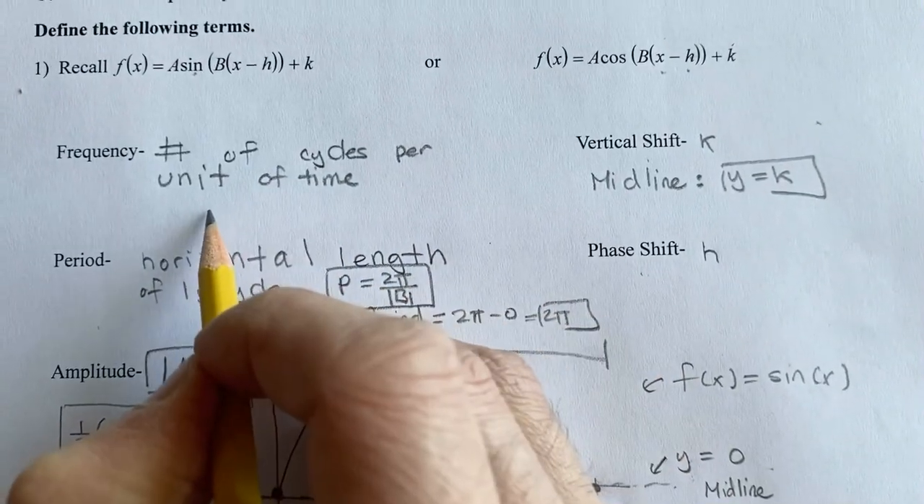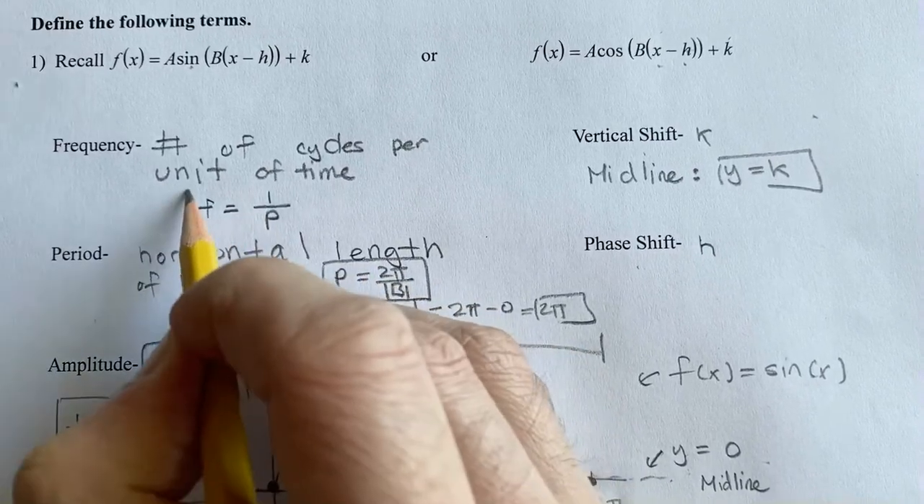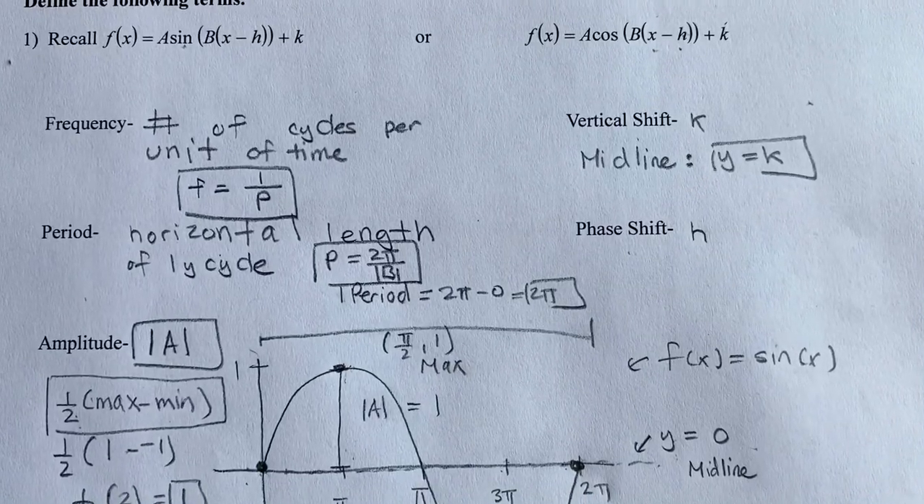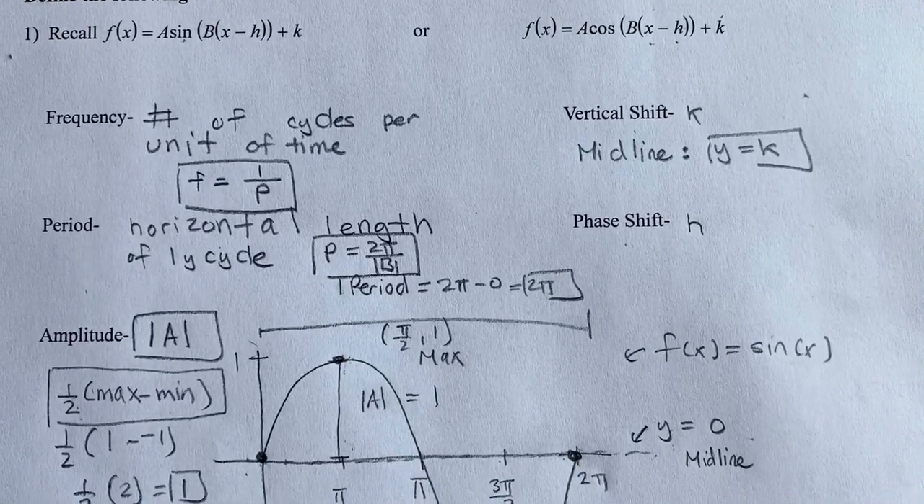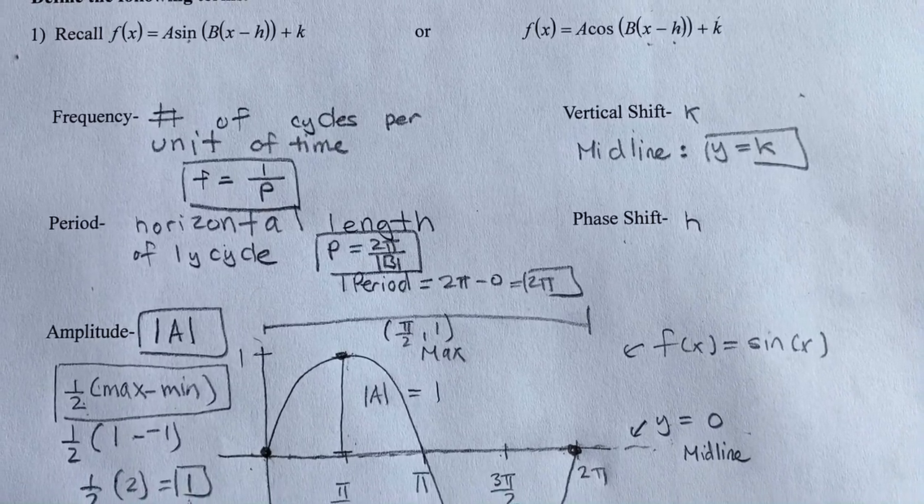And it also has a formula. It's basically the reciprocal of your period. So your frequency is 1 over your period. And we'll talk about that in the context of example number 1.